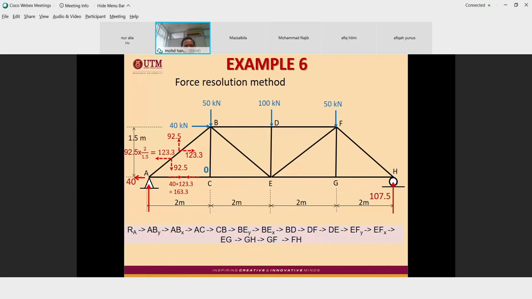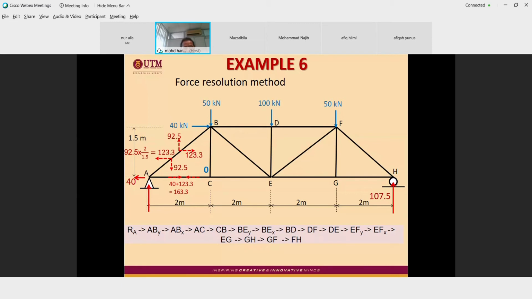Okay, we can go to CE, but we cannot go to E because there are too many members. So what we can do now is go to B, because at B we have two known members already, and one of the members, BD, is horizontal.